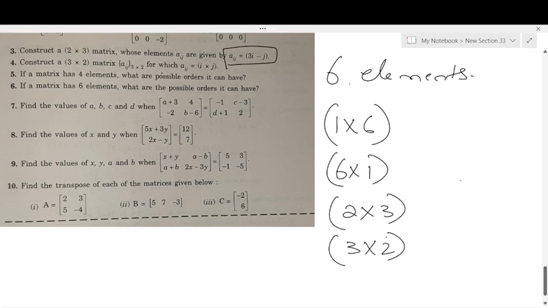Is this clear? Did you all understand? How many possible orders? 4 possible orders. These are the 4 possible orders. 1 into 6. Order is nothing but m into n. You have to represent the m into n value. That is what you have written: 1 into 6, 6 into 1, 2 into 3, 3 into 2.